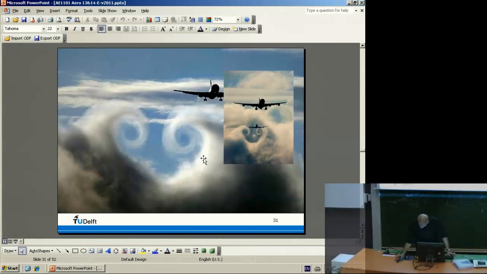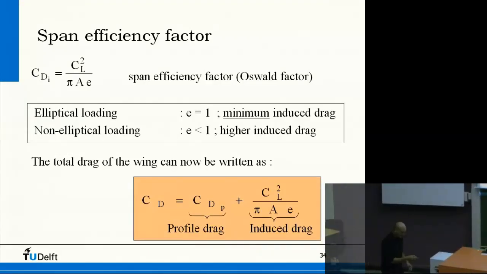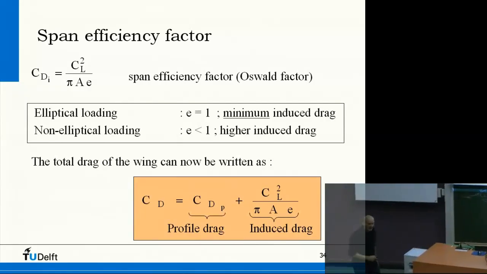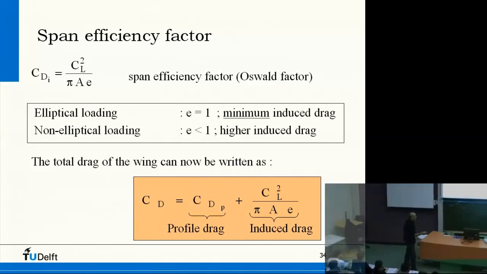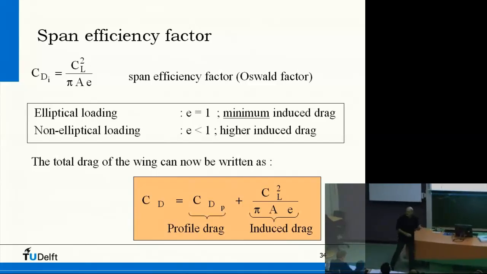Okay, here's where we stopped. So the drag of a wing here is the profile drag plus an induced drag, which depends on the CL, the lift coefficient of the wing. So not of the airfoil, but of the wing here. CL squared divided by pi times the aspect ratio times E. And for an elliptical loading, we have E is 1.